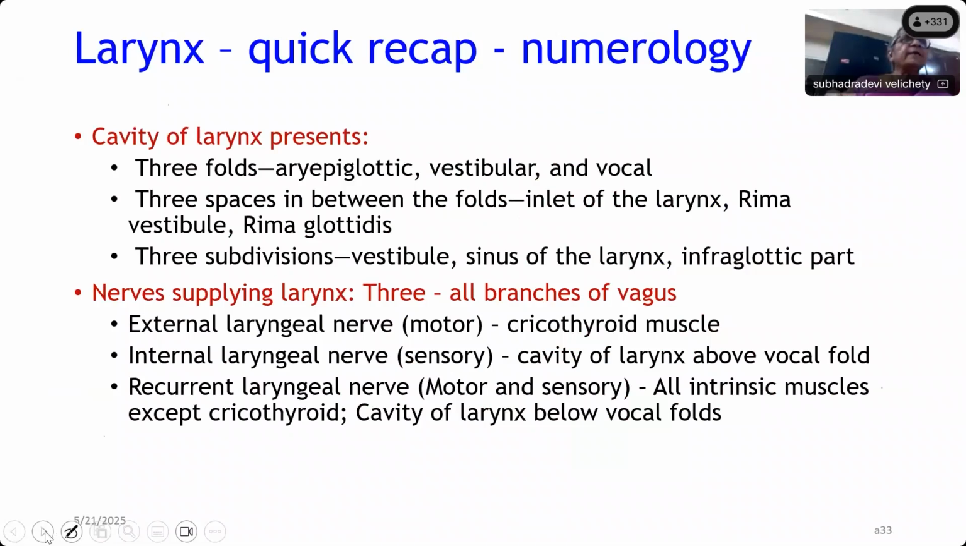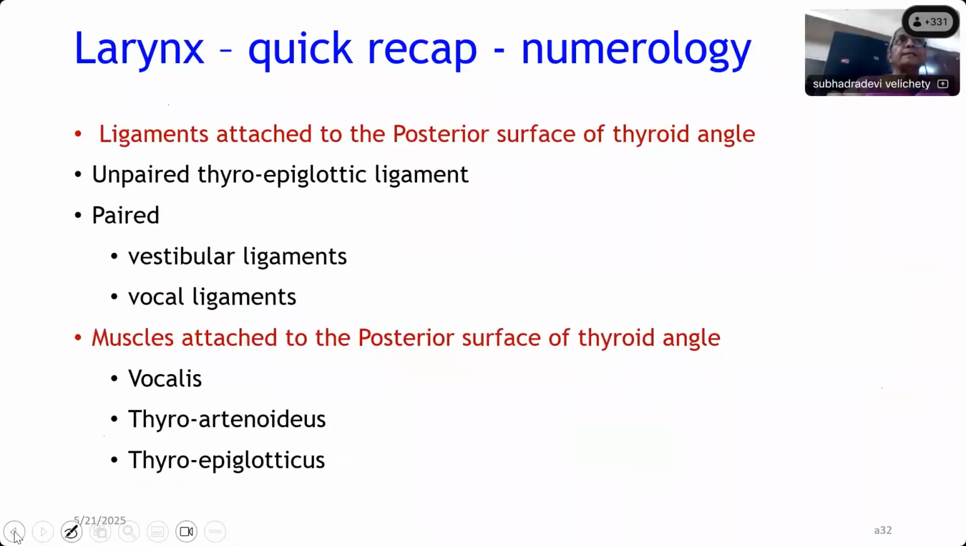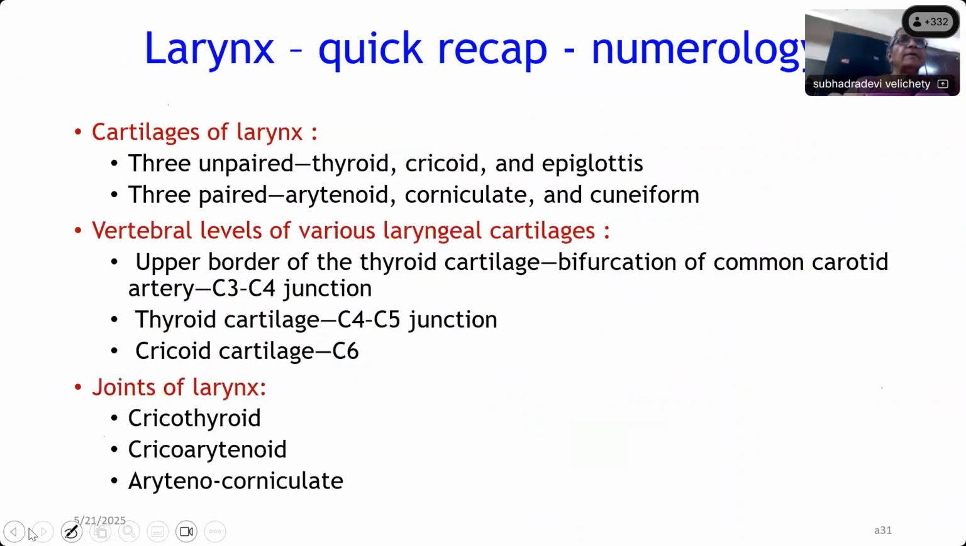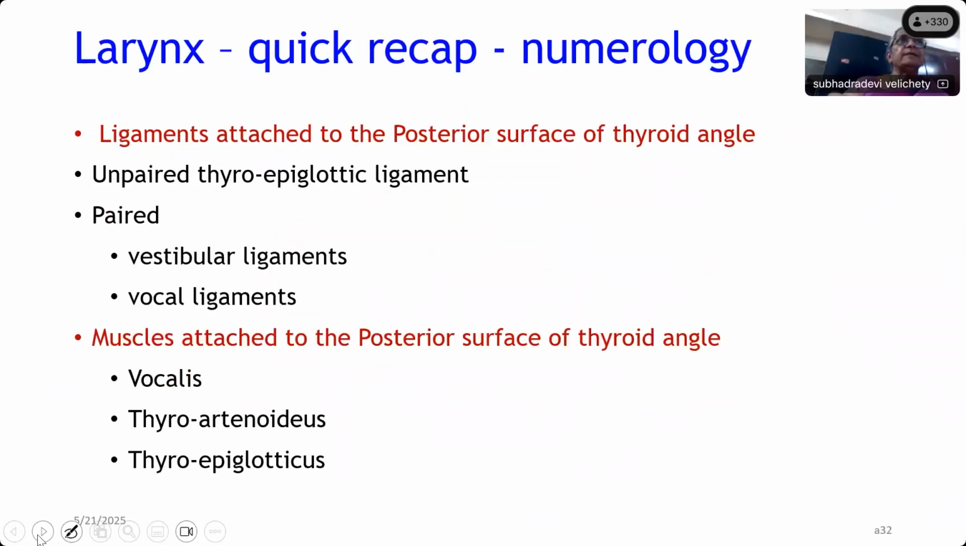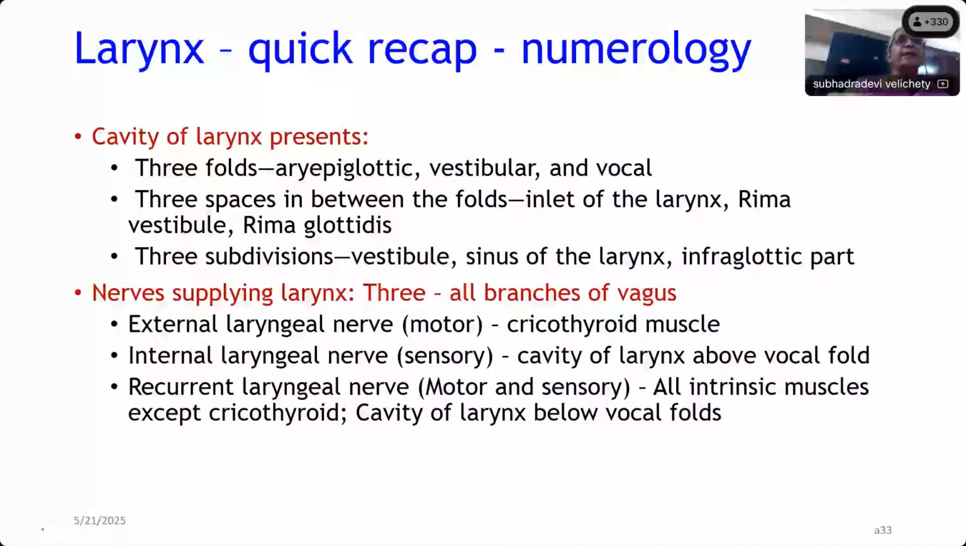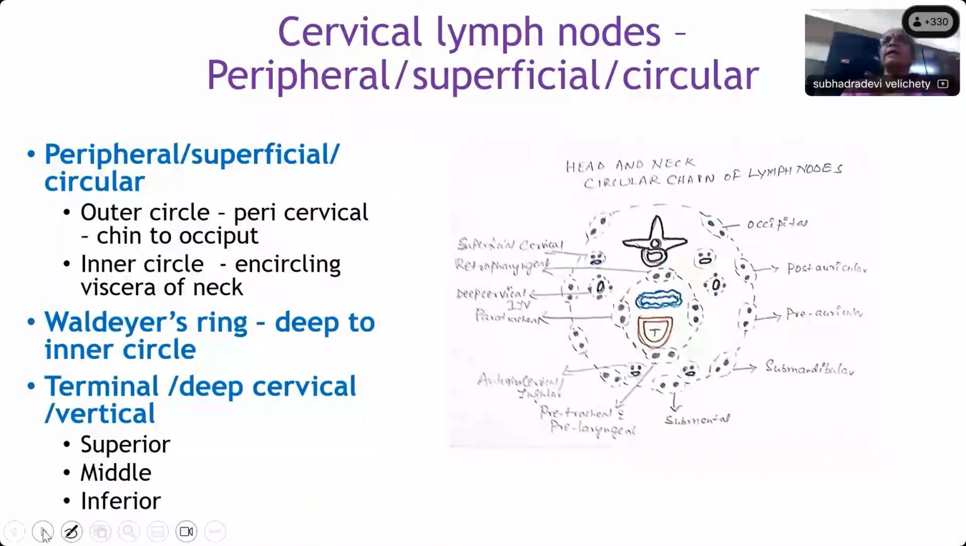Somebody was asking about the previous slide. Is this one? Yes. Ligaments and muscles. Then cartilages, vertebral levels, joints. Then the cavity of larynx. Then the nerve supply of larynx. If you keep all these things in your hand and start reading, you will check whether you have covered all these things. This is basic, but some help is there for you.